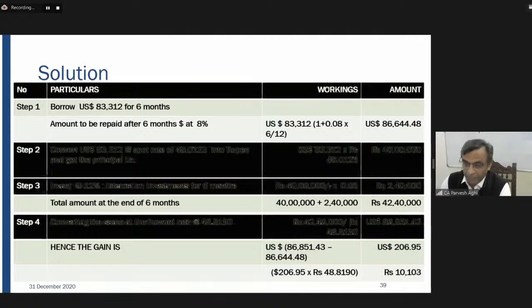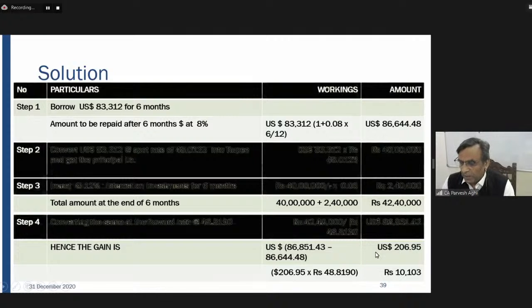contract with the bank at the time when he brought the money into India, so that he knows that while his money will grow, he will take back an amount which will be far exceeding, because it will carry an interest also, and at the forward rate he's going to convert that at $86,851.43. So now you can just see that the amount which is to be repaid after 6 months is $86,644.48, but the money which will get converted after 1 year will be $86,851.43.